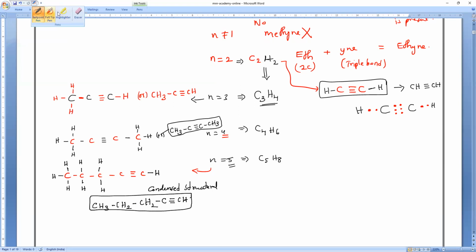Everyone? And now, those who have made a small mistake, definitely you might have some error. The error is in n equals 4. What is the IUPAC name you have written, everybody? IUPAC name, please.